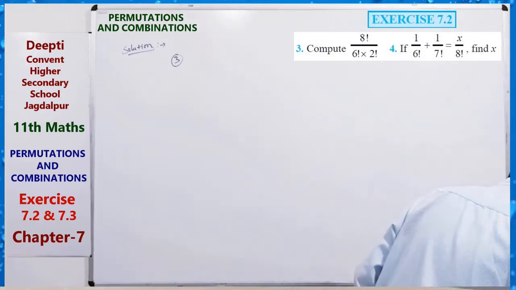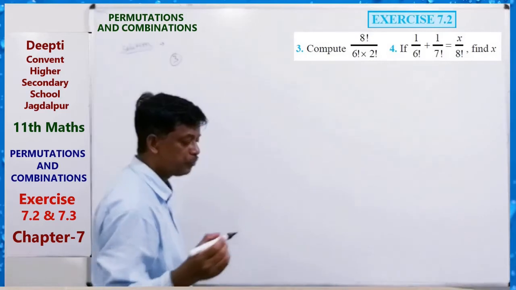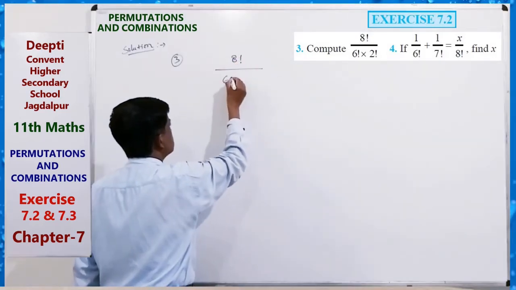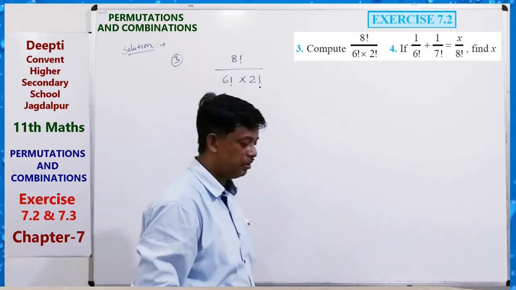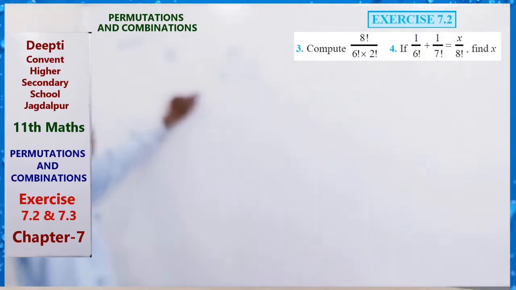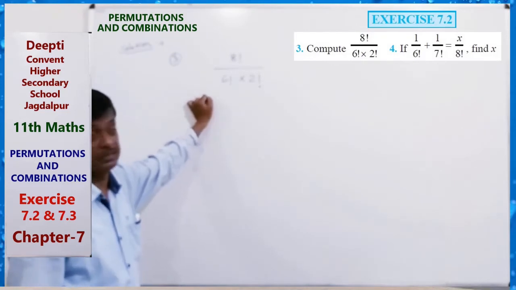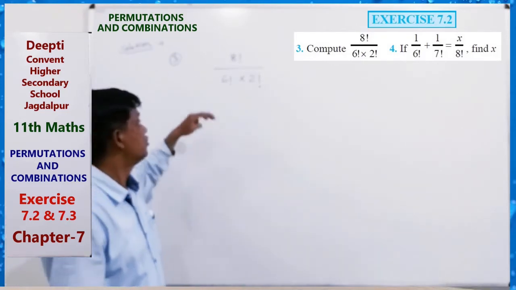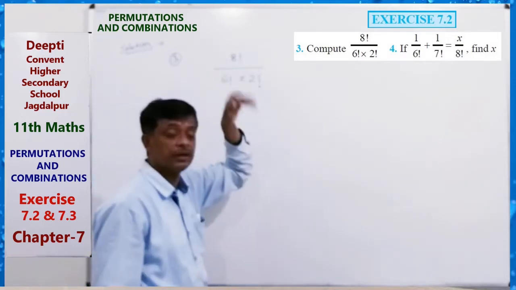of 8 factorial upon 6 factorial into 2 factorial. This is the value. So we have to calculate it. How can we calculate it? Because multiplication and division are involved there, you can cancel out factorial from numerator and denominator.